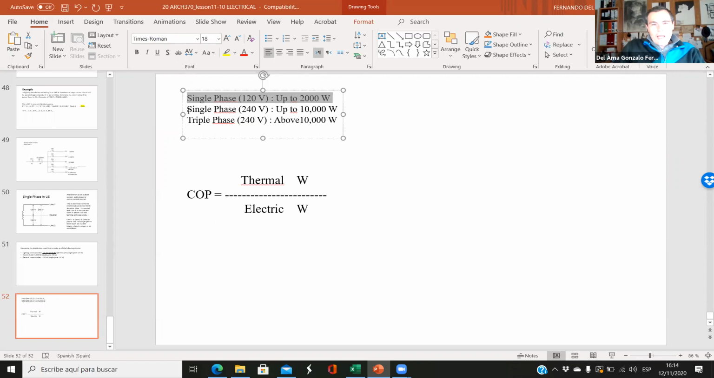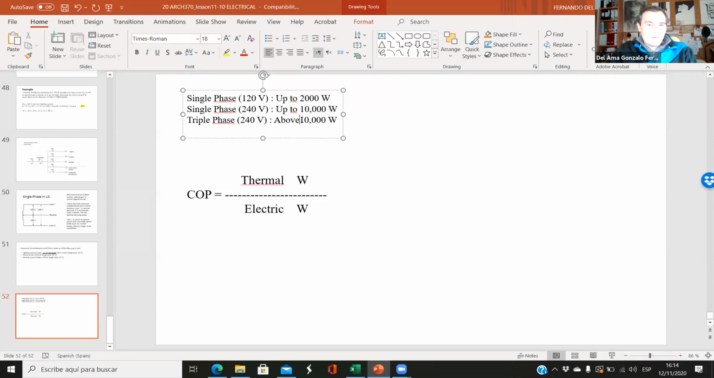If we have a single phase, this can be a small public building. So if we have devices up to 10,000 watts, and when we have a public building with an electric heating or cooling system, it's very likely that we can have 5,000, 6,000 watts. Then we can work with a single phase, but some of the circuits should be 240 volts.